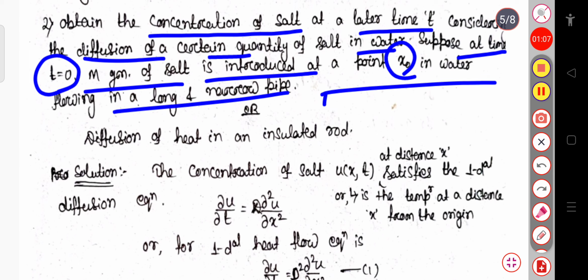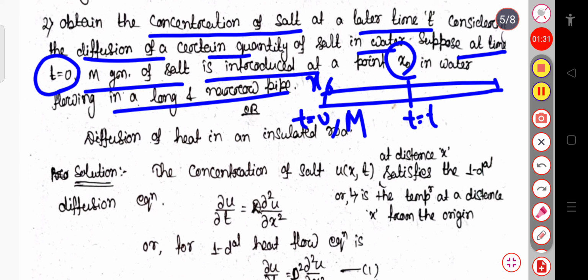So suppose this is some long narrow pipe. Inside this, water is flowing through it. We have to diffuse some salt into the water. Suppose at time t equal to 0, some m gram of salt is introduced at point, suppose, x0. After some interval of time t, in this condition we want to calculate the concentration of the salt at some time t. That means we want to calculate at this time t how much salt has diffused in the water.